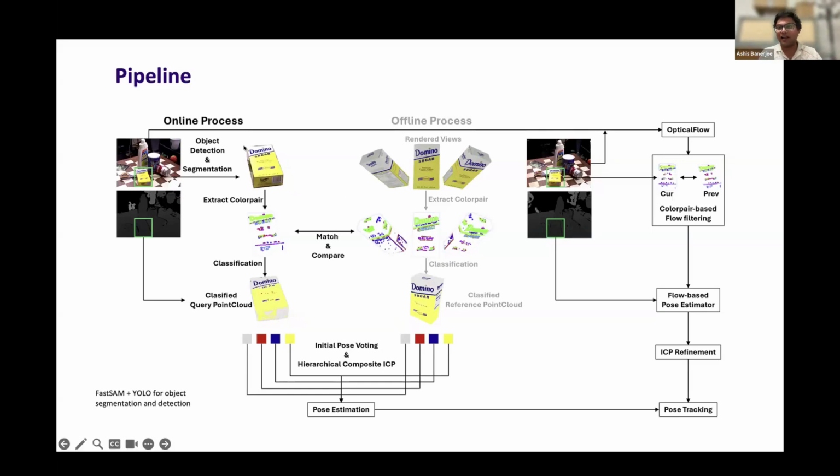And then online, you can see that there are two branches. On one side, we have the branch for the zero-shot pose estimation, and then on the right-hand side of the figure, a branch for the optical flow based pose tracking. The common part for both these branches happening online is that from the depth camera images, we get the actual segmented image.